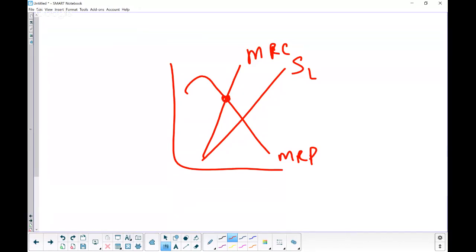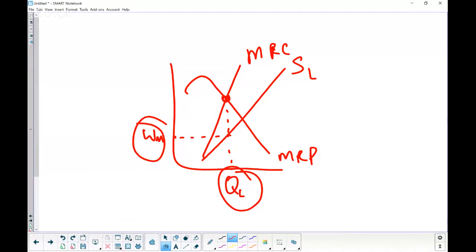The big key is what? This is not our wage. That is not our wage. We've got to go down to the supply for labor, right? So this is our wage there. This is going to be our quantity. Okay. This is the quantity of labor. That's our wage. So it's the same exact concept as a monopoly. The only question you're going to be asked for monopsony is where is the quantity and where is the wage?